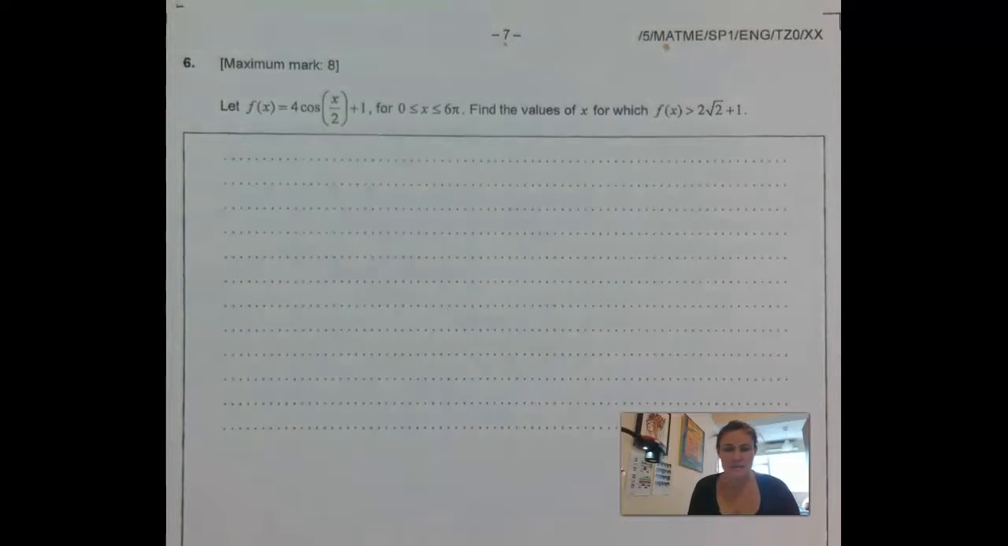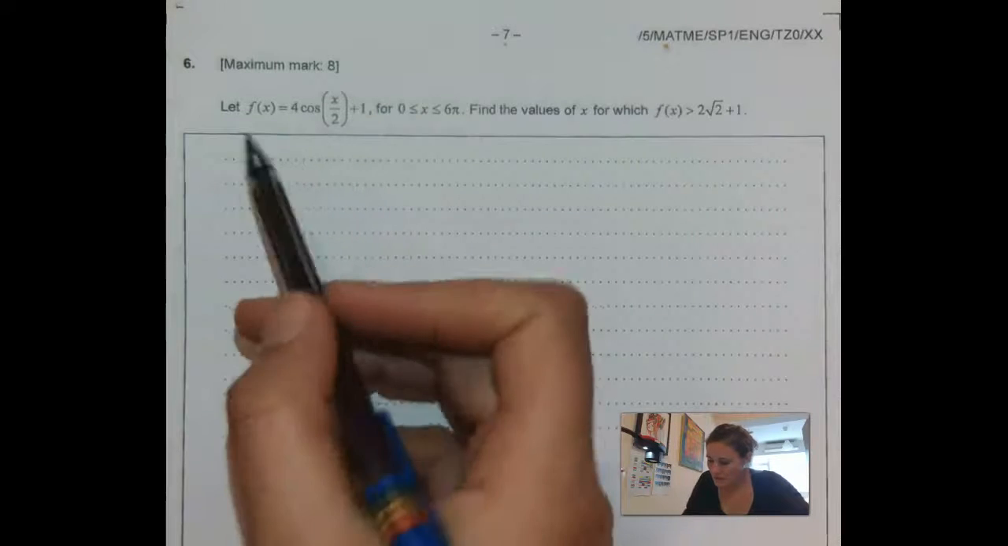This looks a bit blurry to me, so sorry about that, but we are going to do question 6 from paper 1, another question which lots of people made a decent start but then weren't able to really get all the way down and get the full 8 marks. So let's just read it to start with.